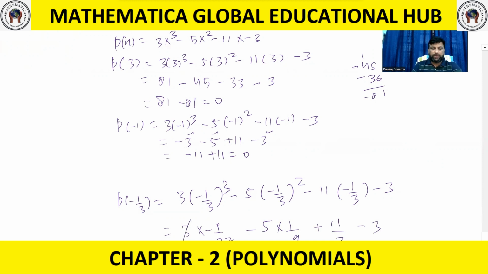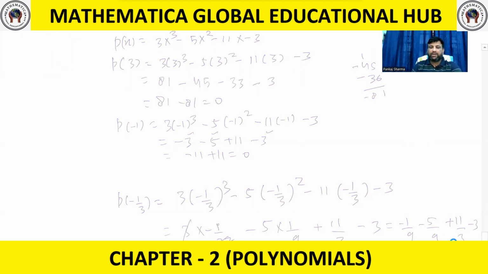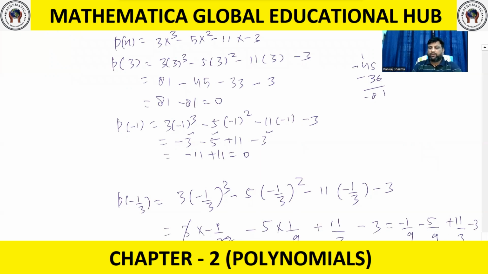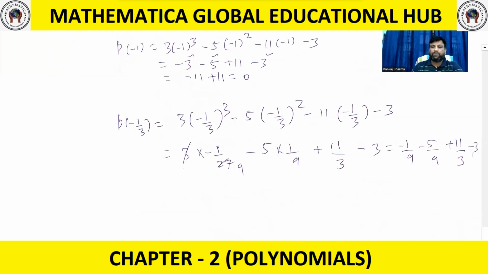3 into 9 is 27, so here we are getting minus 1 by 9 and minus 5 by 9 plus 11 by 3 and minus 3. Here we can simplify and get the answer. Definitely it will be 0. Keep in mind it will be 0. If you make any calculation mistake, don't worry about that. If they are telling us to verify, it means 100% you will get 0 when you simplify. Got my point? Let's see, so it will become minus 6 by 9.